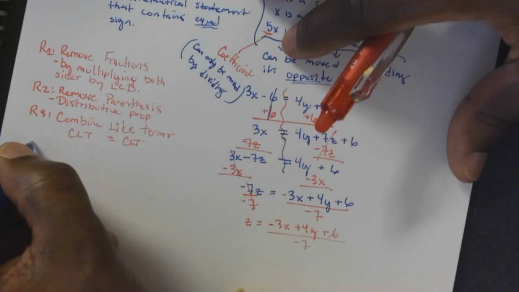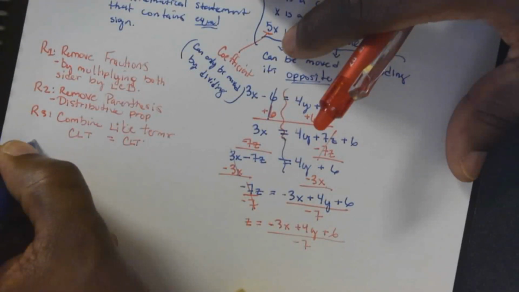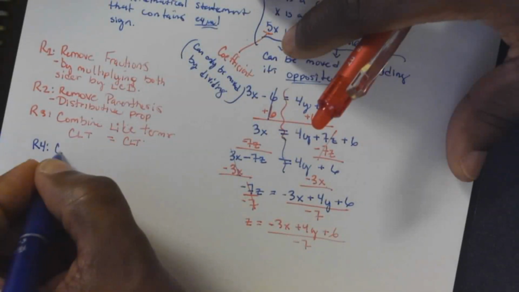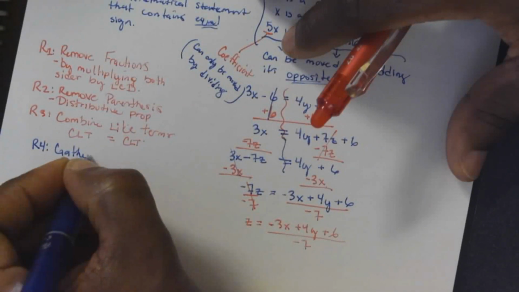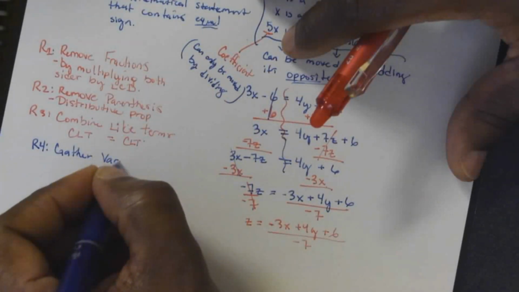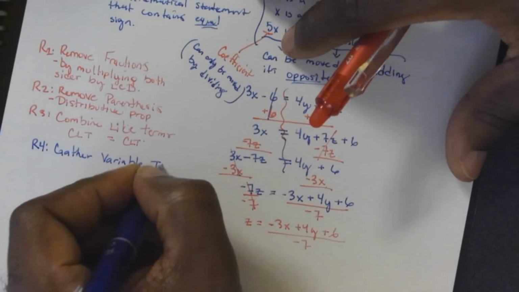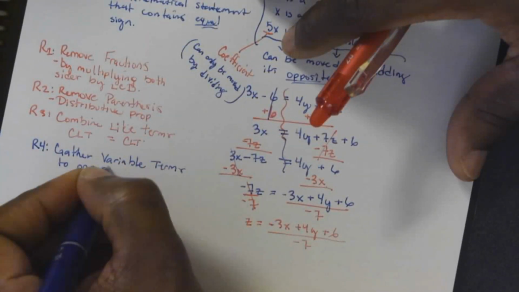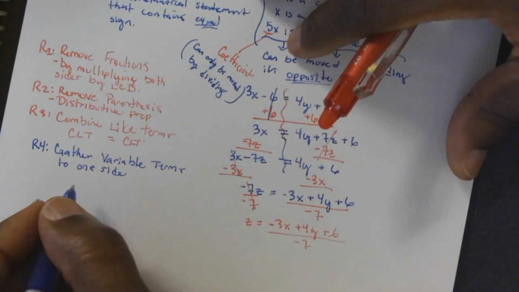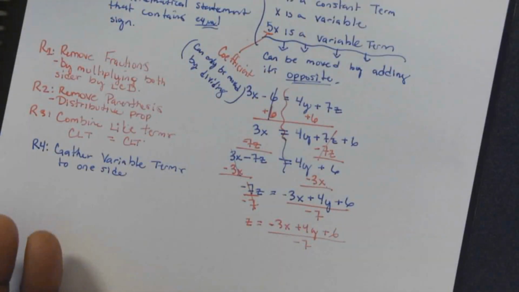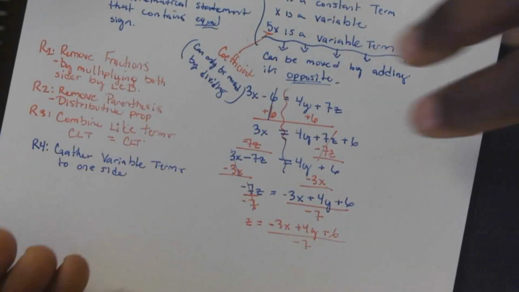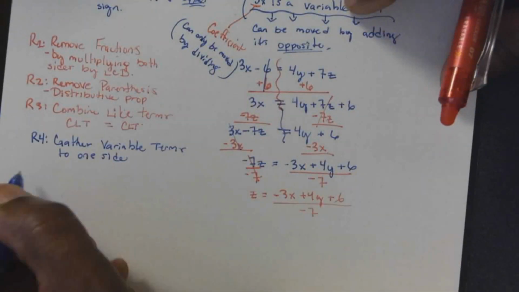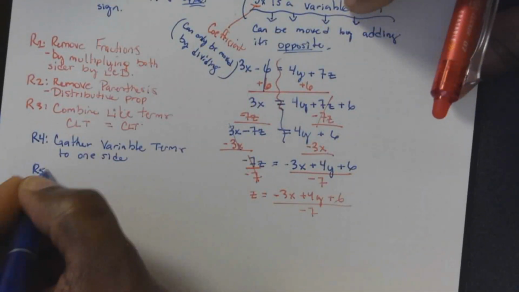All right? Now, what we're going to start in this class. If you're good now, I'm going to let you all loose on the other one. But this one right here, regular test stuff. Rule 4 is going to be gather the variable terms to one side. All right? If you got 3x on one side, 4x on the other side of the equal sign, get them all on one side. It's like going to the club with one shoe on. Get them all on one side.